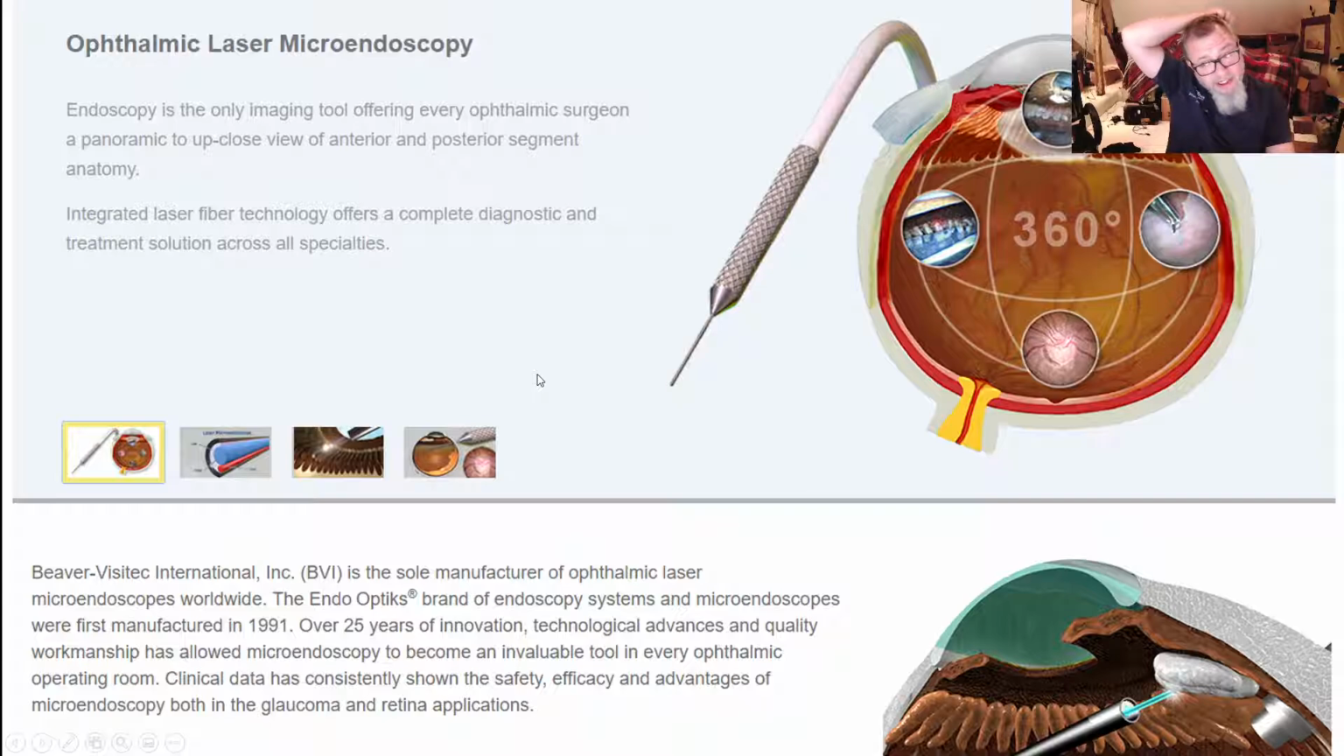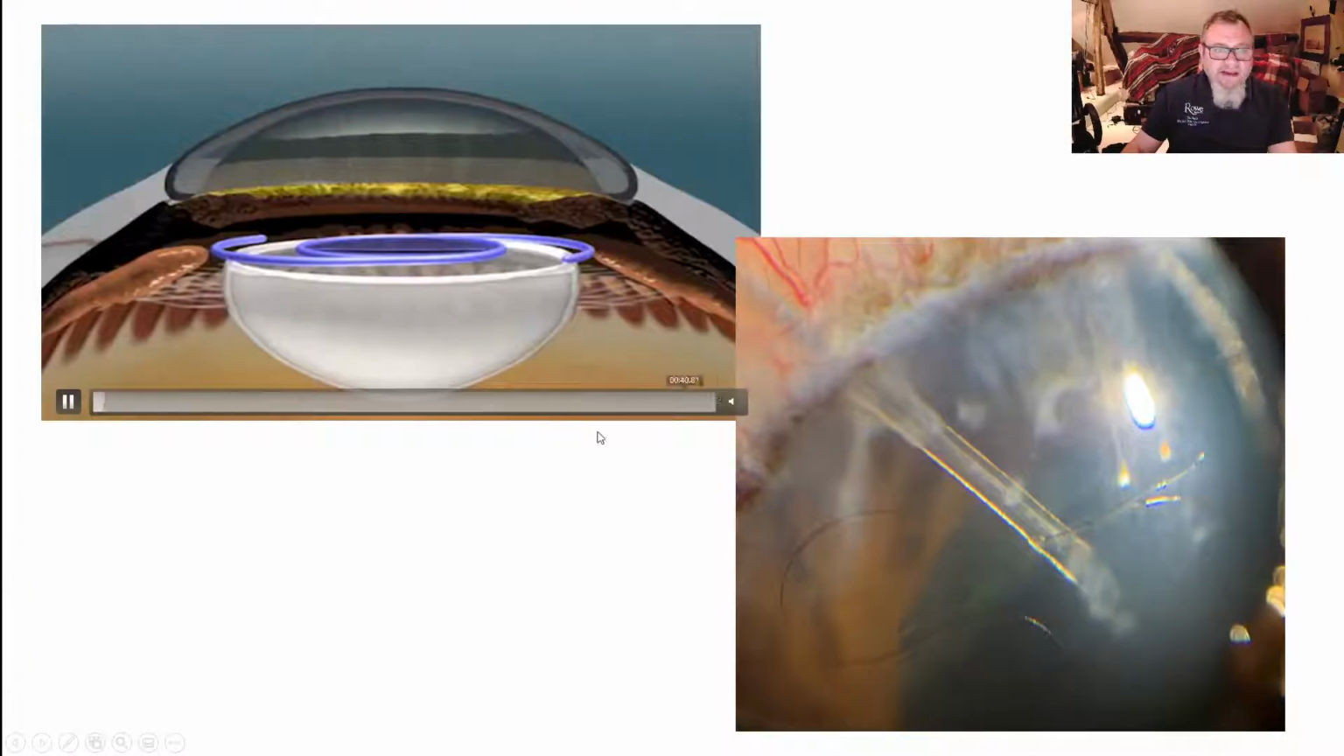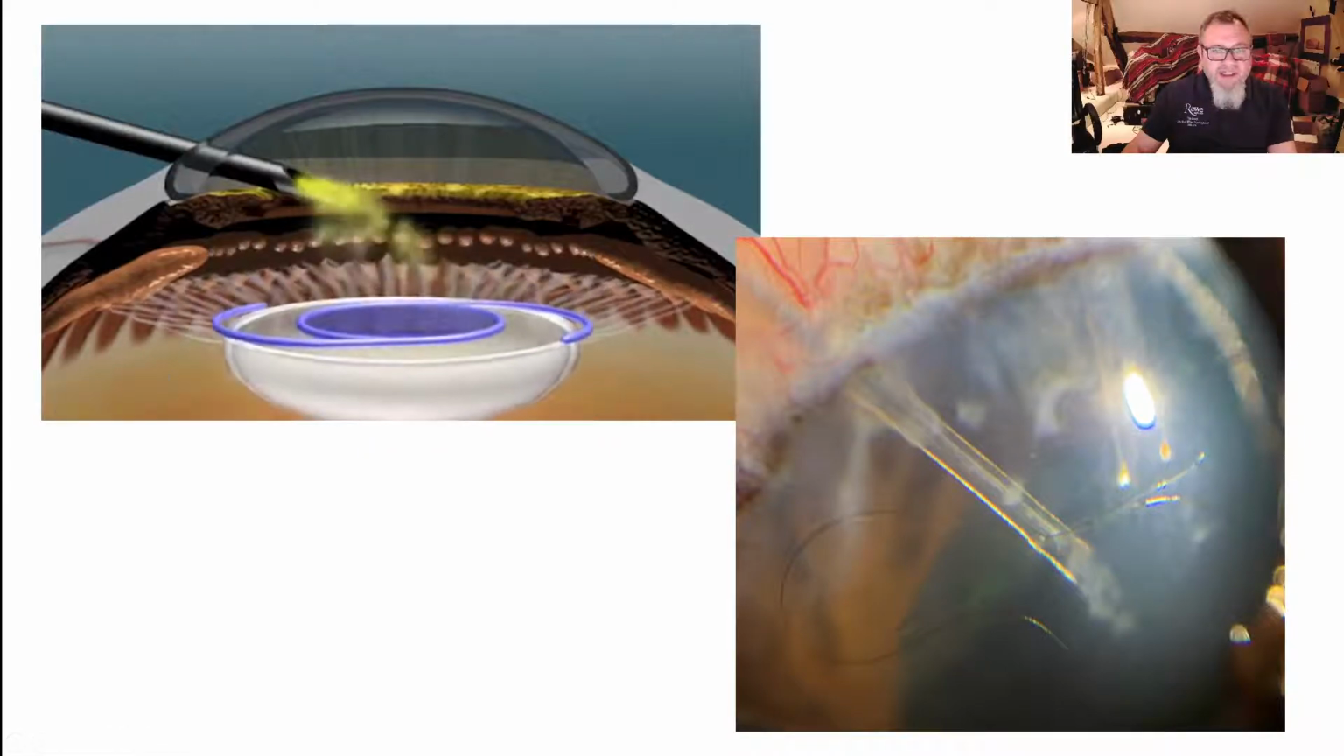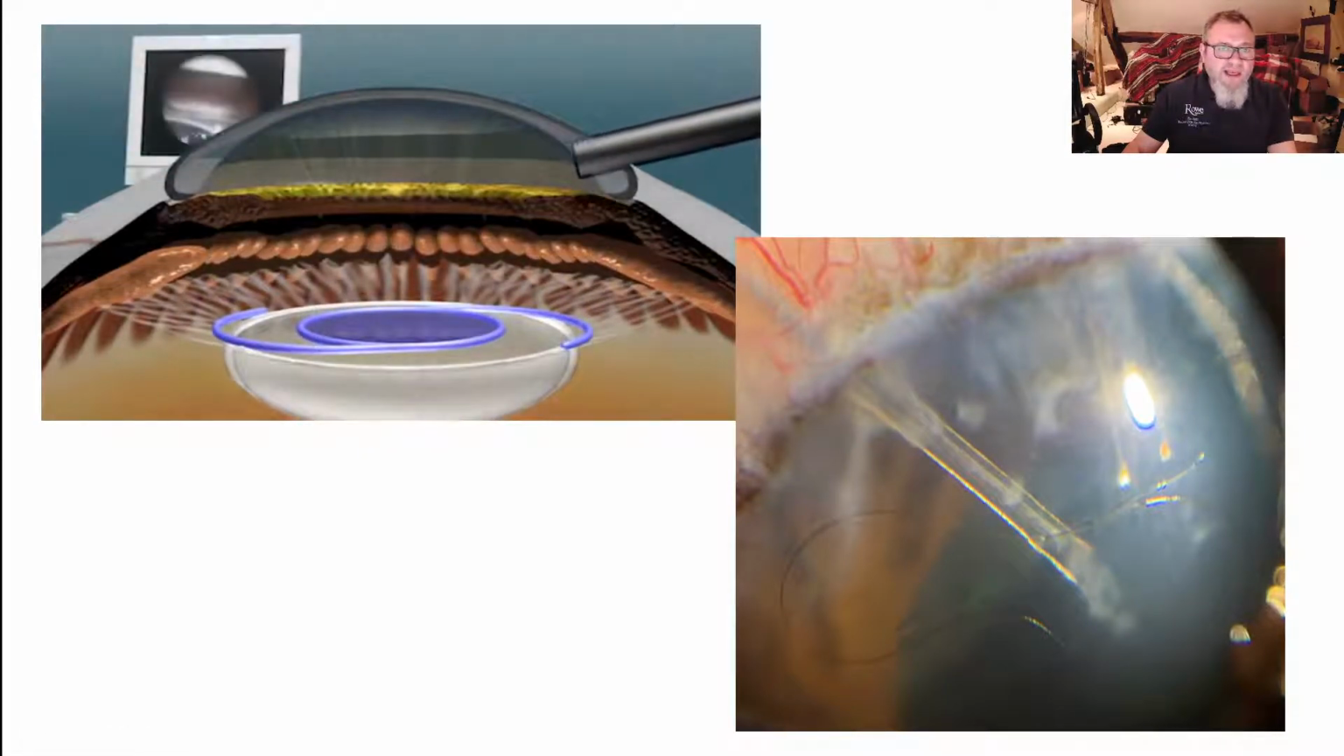There are lots of ways we image the eye in ophthalmology, and it gets more and more exciting every year. This is an example of some of the tools we get to use at the eye clinic. This is an ophthalmic microendoscope. As well as being a microendoscope, it also has a laser built in. It's about the same size as a 21 gauge needle and has laser, light and imaging. We use it for lots of different reasons, but particularly for a procedure called endoscopic cyclophotocoagulation.